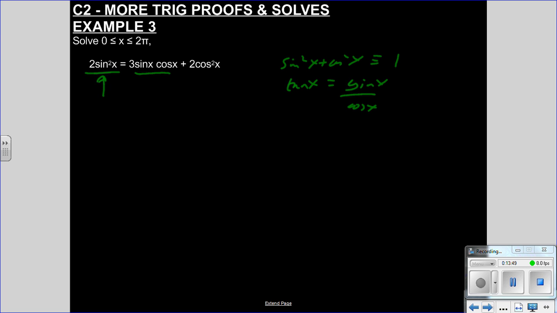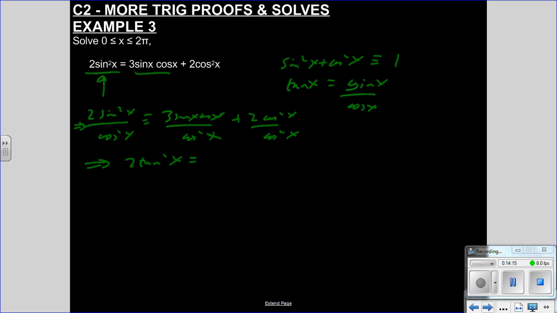Tan x equals sine over cos. So at first it looks like, oh, I've got to manipulate my cos squared and sine squared. But actually, can you see what would happen if you divided everything by cos squared? 3 sine x cos x over cos squared plus 2 cos squared x over cos squared. 2 sine squared over cos squared is 2 tan squared. 3 sine x cos x over cos squared is the same as 3 tan x, isn't it? Because that leaves you with 3 sine x over cos x plus 2.